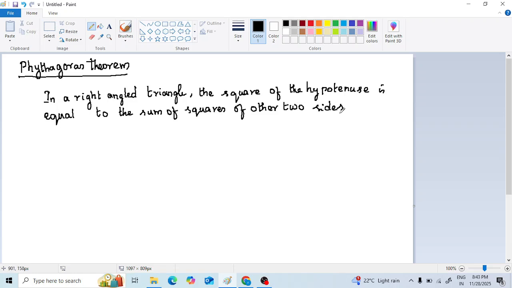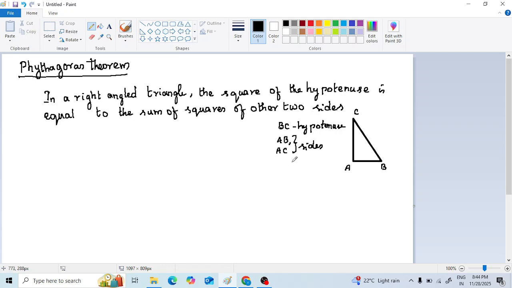Now let me explain the meaning of this statement. If you have a triangle like this, I draw a triangle and name the corners of the triangle as A, B and C. So here the hypotenuse is nothing but BC, and AB, AC are the other two sides.